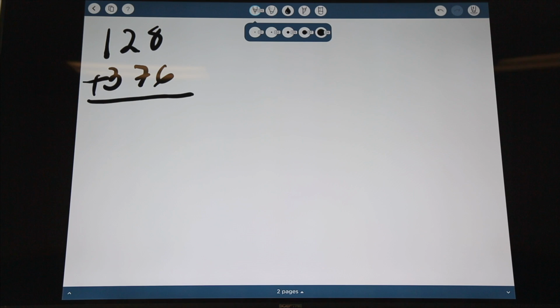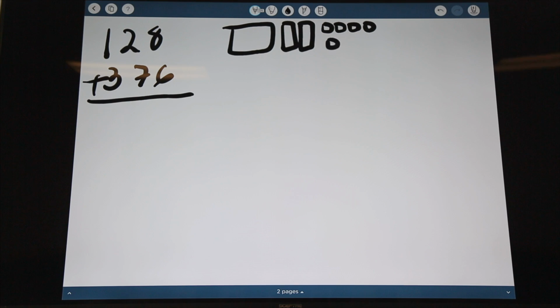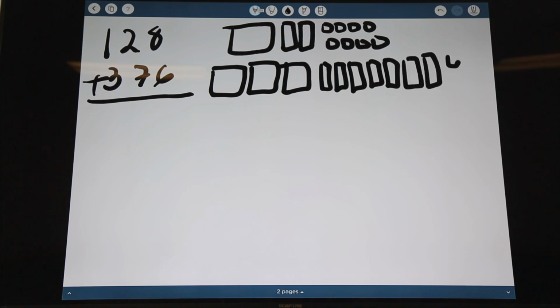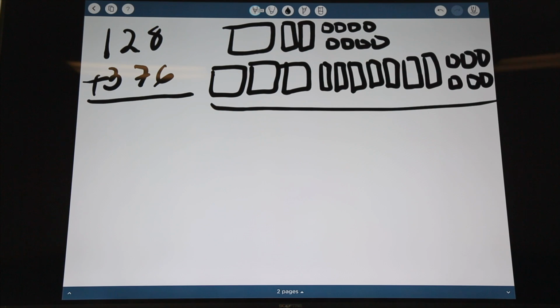So 100, what is the symbol for the 100? Block. How many 10s? 2. 1, 2. How many singles? 1, 2, 3, 4, 5, 6, 7, 8. Plus, how many blocks at the bottom? 1, 2, 3. How many 10s? 7. So 1, 2, 3, 4, 5, 6, 7. How many 1s? 1, 2, 3, 4, 5, 6. Oh my God. That's a lot of blocks.